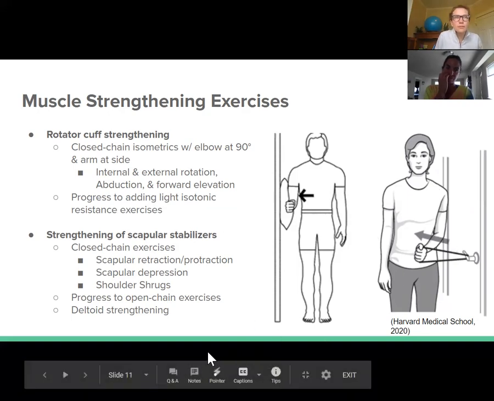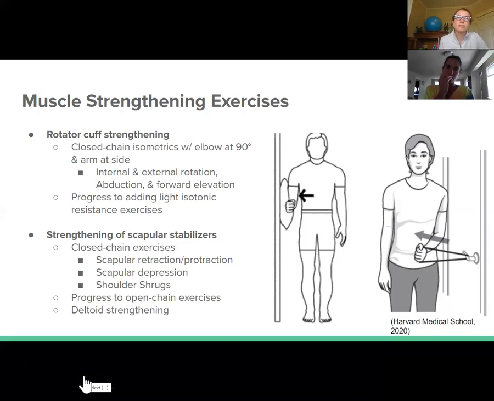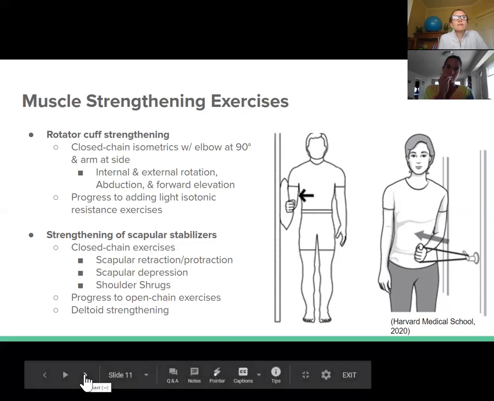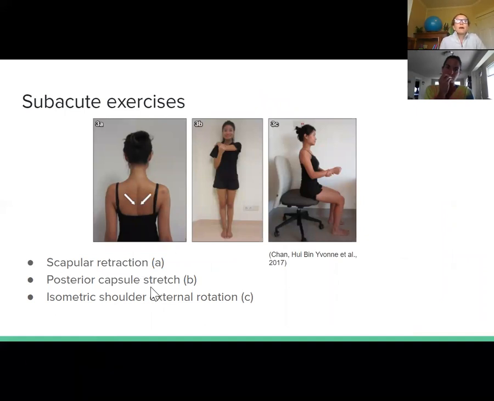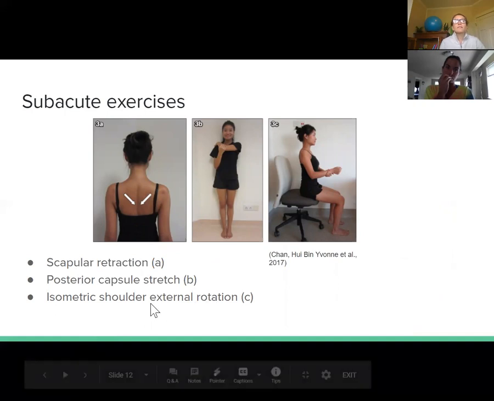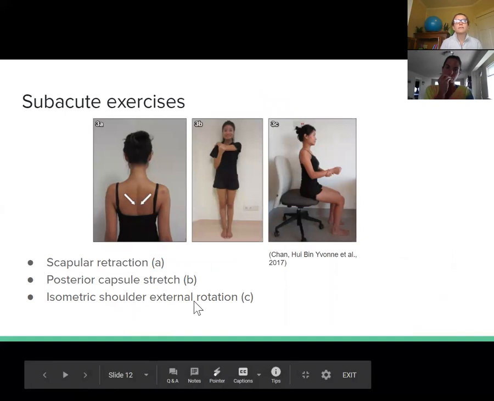And then we want to strengthen the scapular stabilizers in closed chain. We want to do exercises such as scapular retraction and protraction, depression, and shoulder shrugs. And then progress to open chain exercises and emphasize deltoid strengthening. And here are some more examples, scapular retraction in the posterior capsule stretch, as well as you can isometrically do shoulder external rotation with your opposite hand.